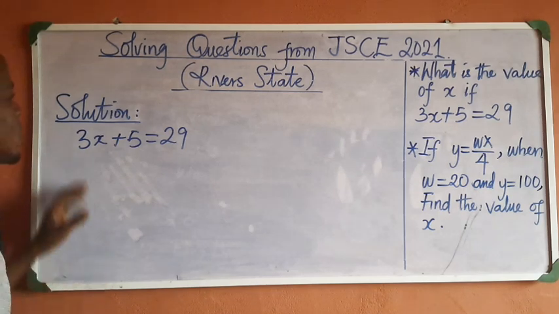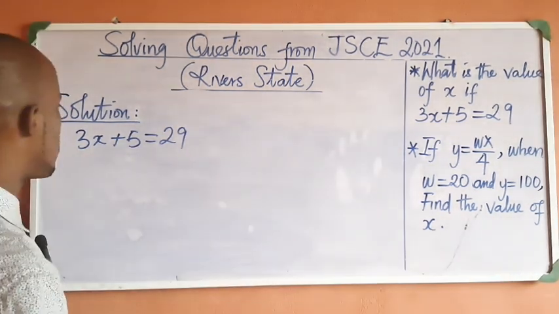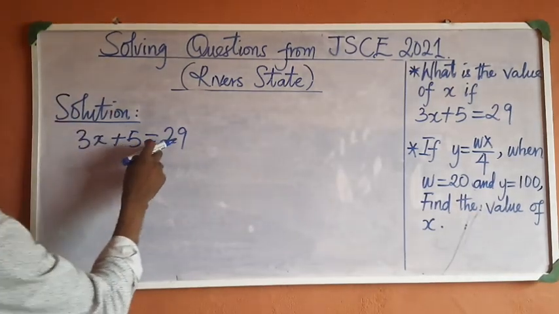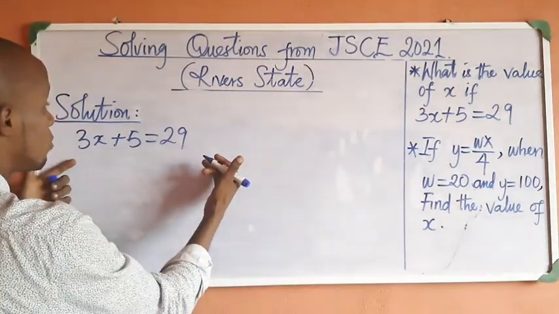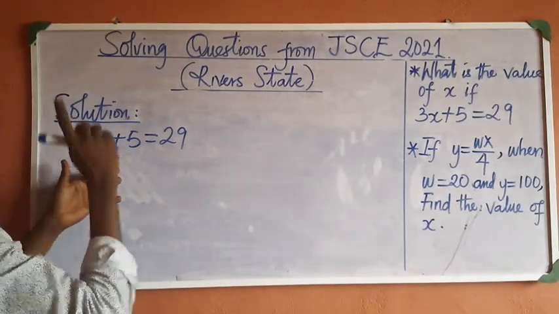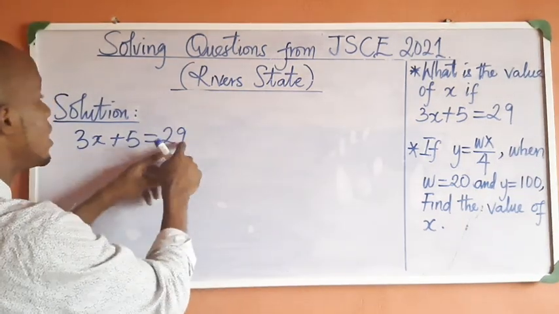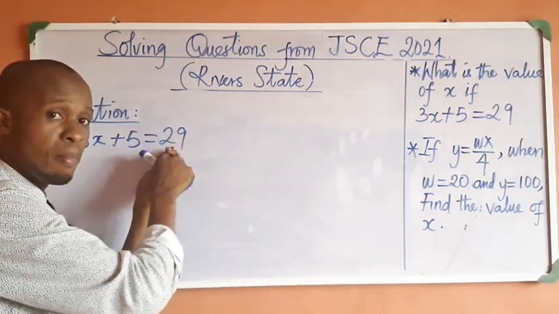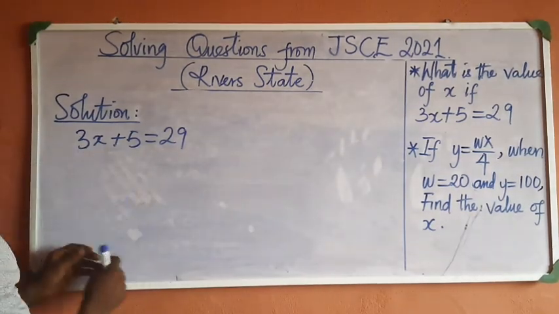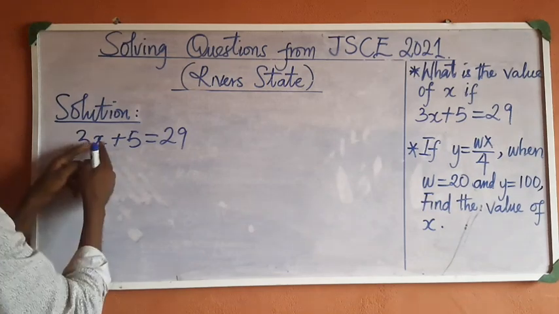What is the first thing that you're expected to do if you are faced with a problem like this in mathematics? We have 3x plus 5 equals 29. It's an equation and it has three terms. Term 1 is 3x, the second term is 5, and the third term in this equation is 29. If you look at it closely, you will see that one of the terms is a mixture of number and a letter.